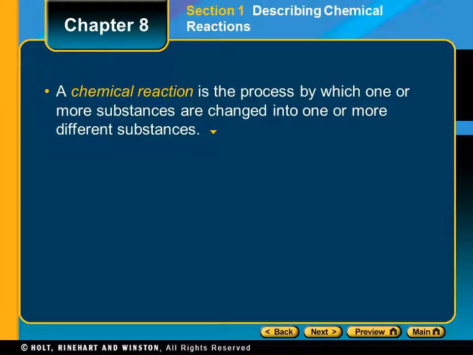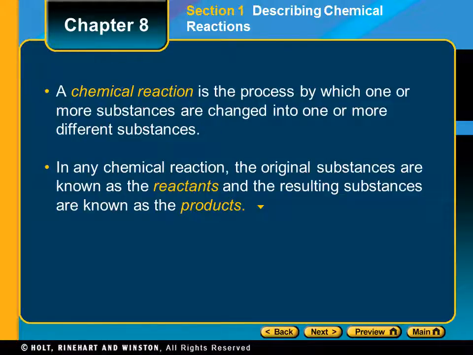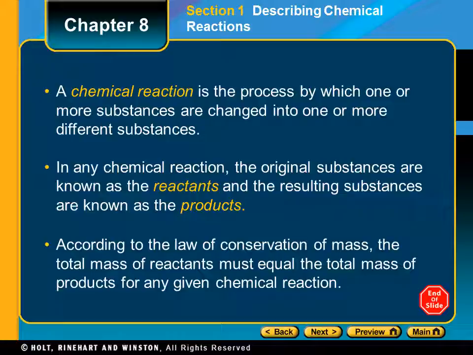So by definition, guys, a chemical reaction is the process by which one or more substances are changed into one or more different substances. Even as I have talked about this in class, a chemical reaction is when you start with one thing and you end up with something completely different. In any chemical reaction, the original substances are known as the reactants, and the resulting substances are known as the products. So obviously there are some key terms and definitions that you want to be looking at.